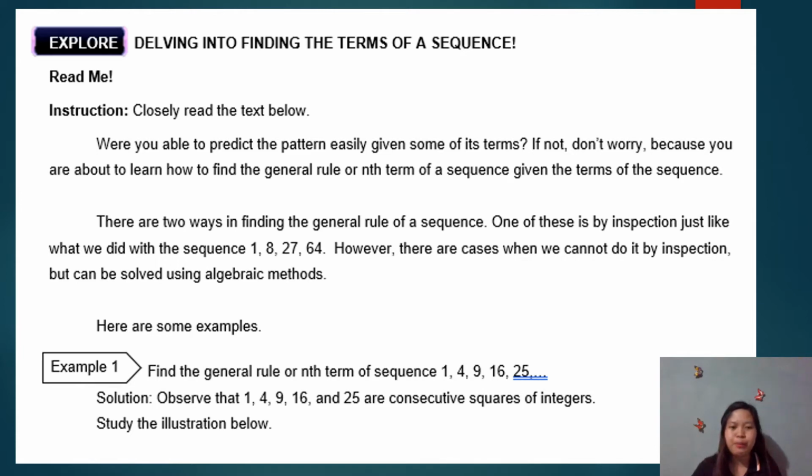So we have here example number 1. Finding the general rule or nth term of the sequence 1, 4, 9, 16, and 25. So we have here our solution. Observe that 1, 4, 9, 16, and 25 are consecutive squares of integers. Right? So that's squares of integers because when we multiply 1 times 1, that's 1. 2 times 2, that's 4. 3 times 3, 9, or 3 to the power of 2 is 9. 4 to the power of 2 is 16. And 5 to the power of 2, that's 25. That is why we can say that this is squares of integers.